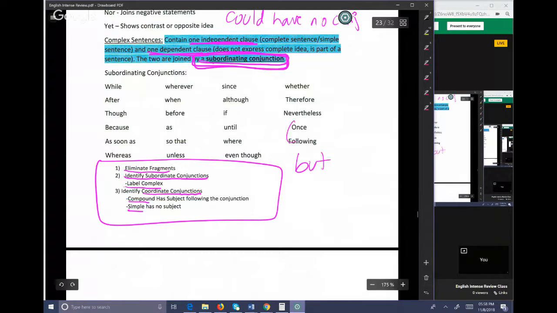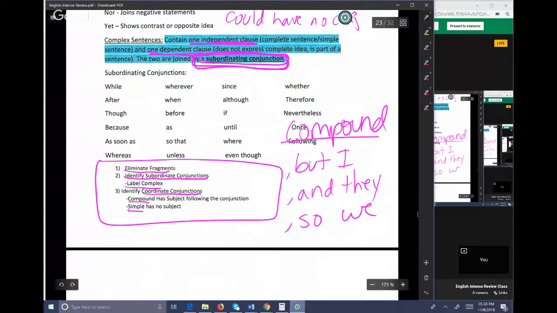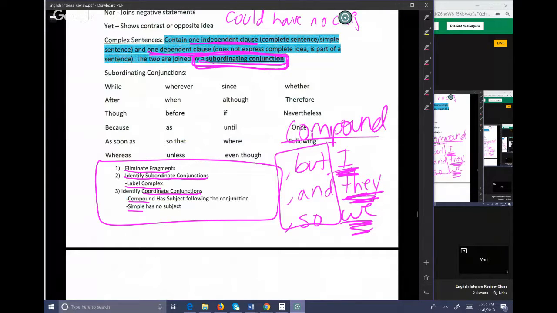So a compound would have, but I, or and they, so we. So the we, the they, the I, that is a subject that immediately follows the coordinate conjunction. If there isn't another subject after a coordinate is used, then we have a simple. Simple has no extra subject.